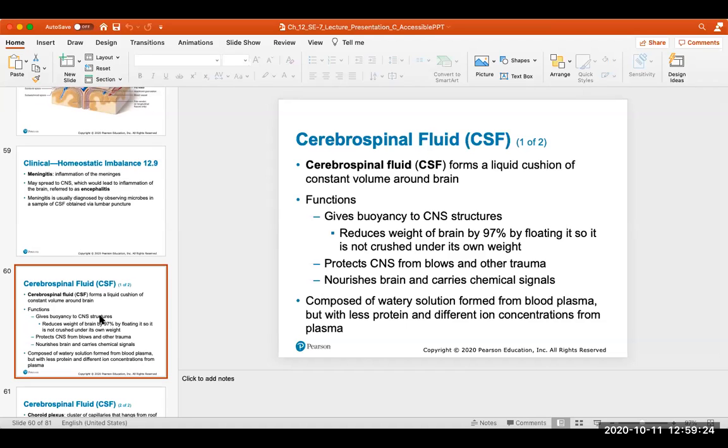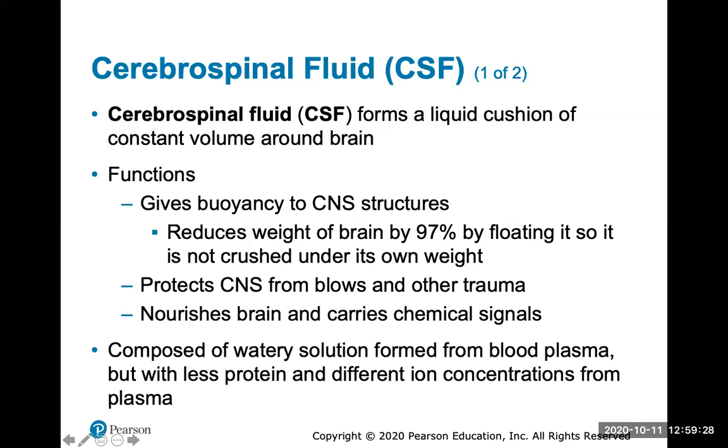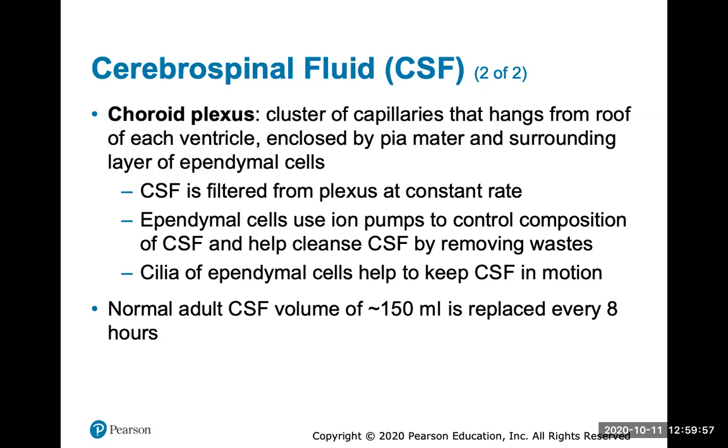So this brings us to cerebrospinal fluid, and what is CSF? It forms a liquid cushion of constant volume around the brain, so it helps to give buoyancy to your brain. It reduces the weight of the brain because it's sort of floating. It helps the brain float so it's not crushed under its own weight. It also protects the brain from any trauma, and the cerebrospinal fluid will nourish the brain and carry chemical signals. It's composed of a watery solution formed from blood plasma, but with less protein and some different ion concentrations.